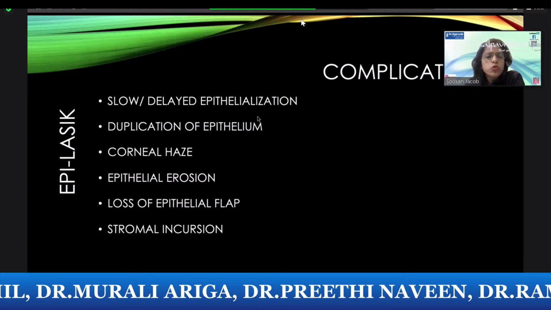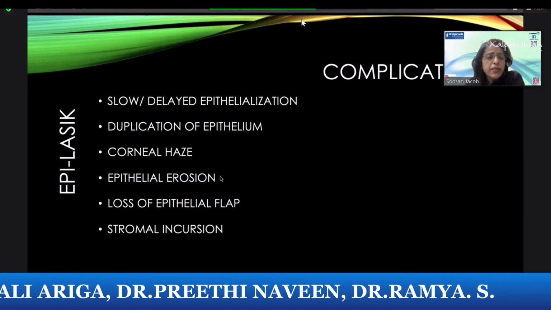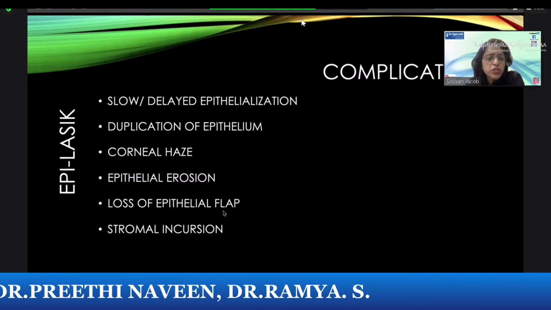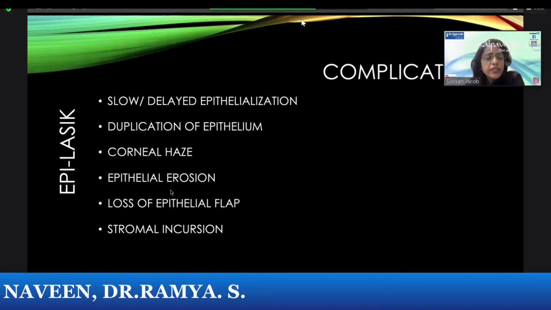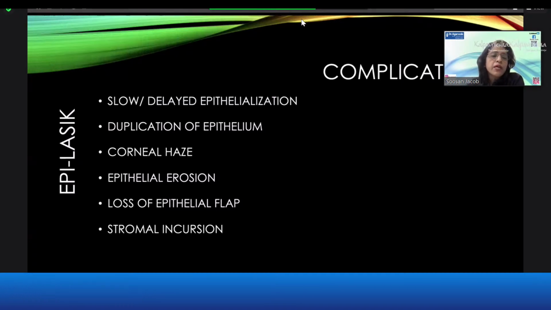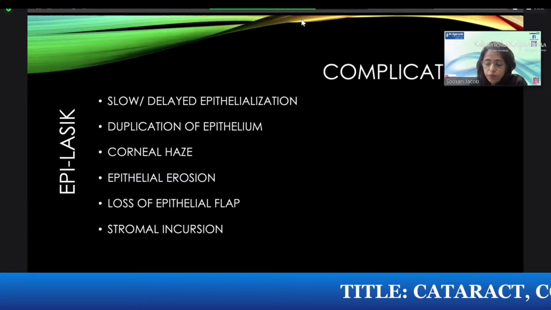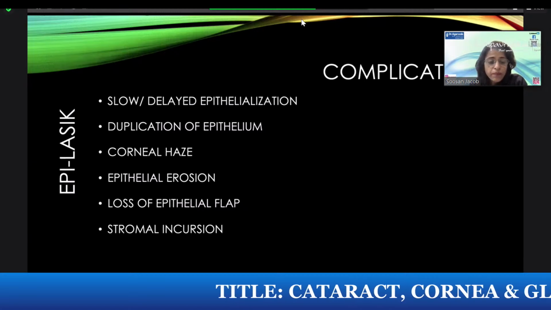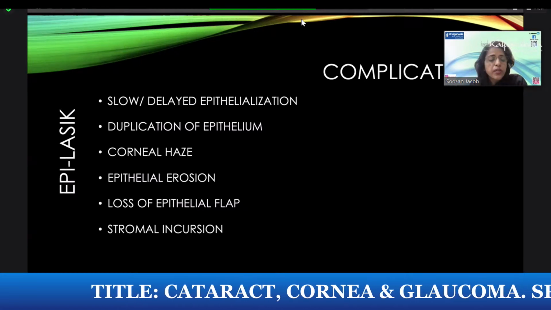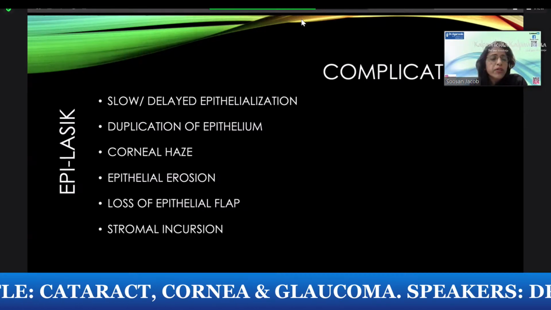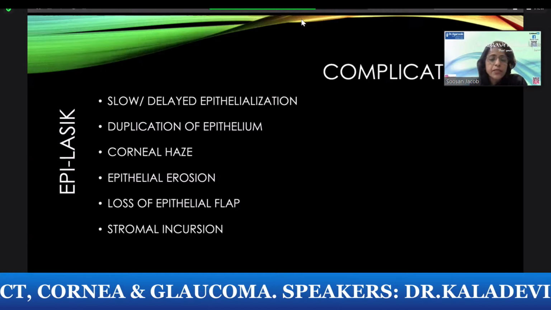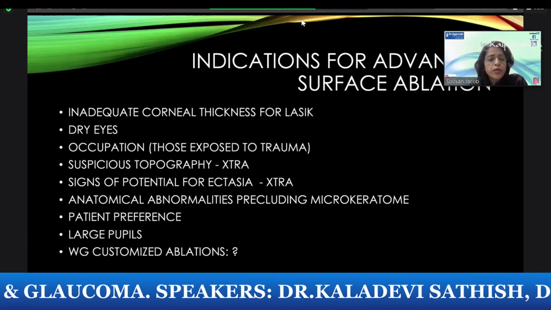You can have some slow or delayed epithelialization even with epiLASIK. You can have corneal haze, epithelial erosion, etc. And the other thing is, people used to do both epi-on and epi-off, which means after creating the flap, you would sometimes replace the epithelial flap over the ablated cornea, just as a sort of biological bandage contact lens. But then there was also epi-off, where you would just discard the epithelial flap completely. So as I said, it's not as popular anymore.